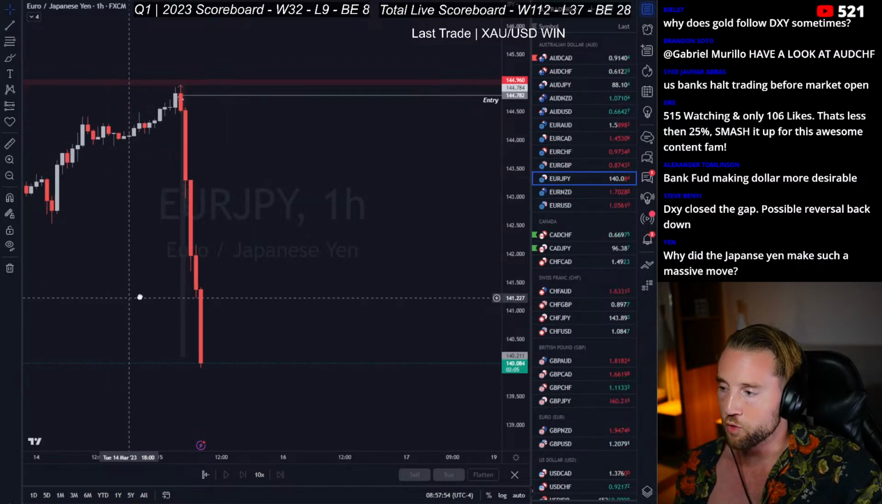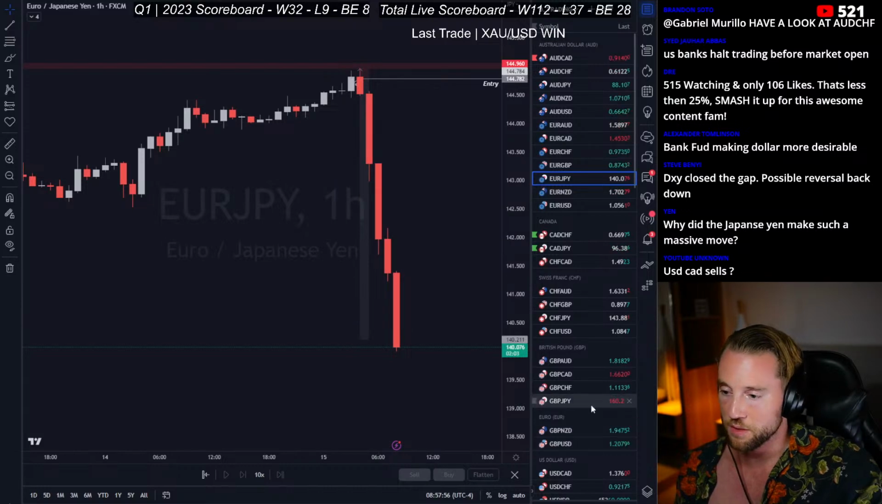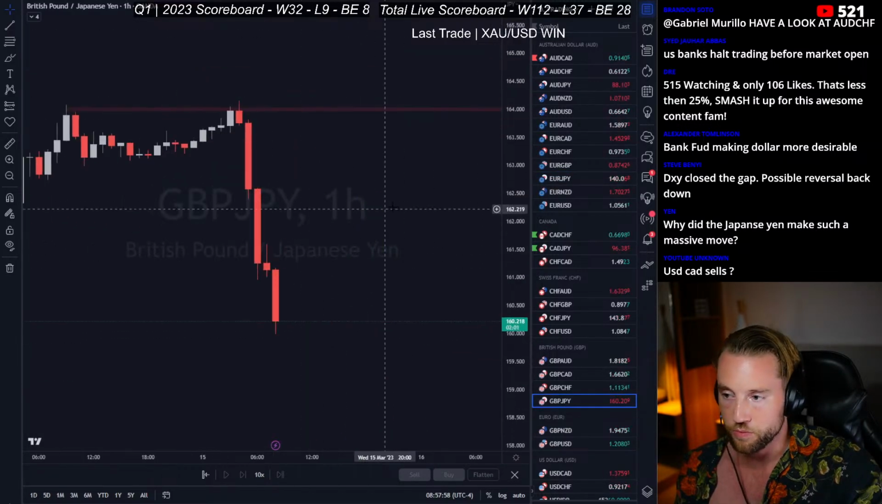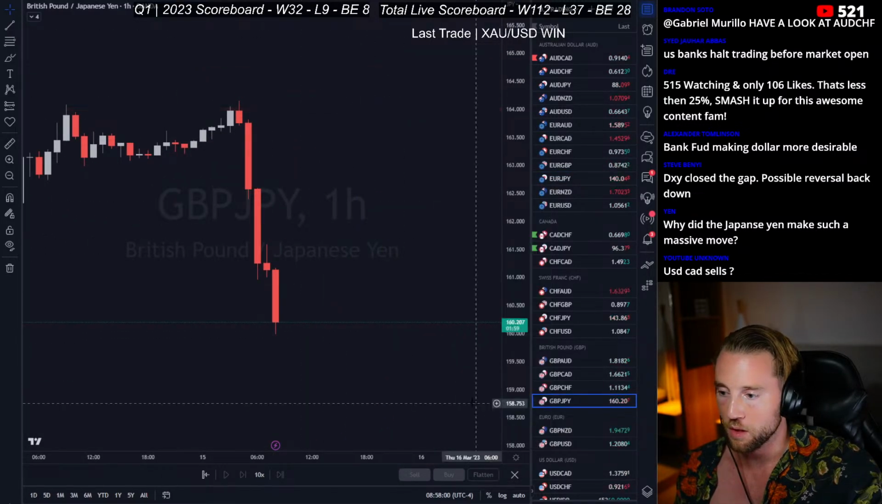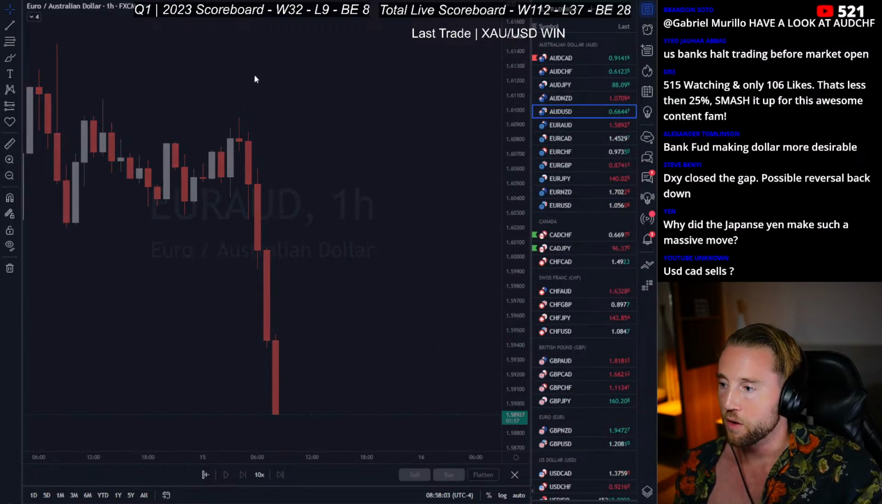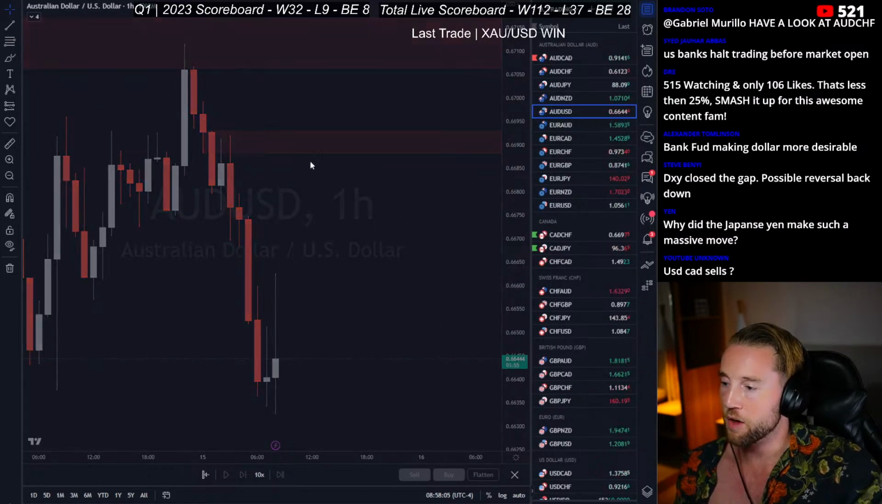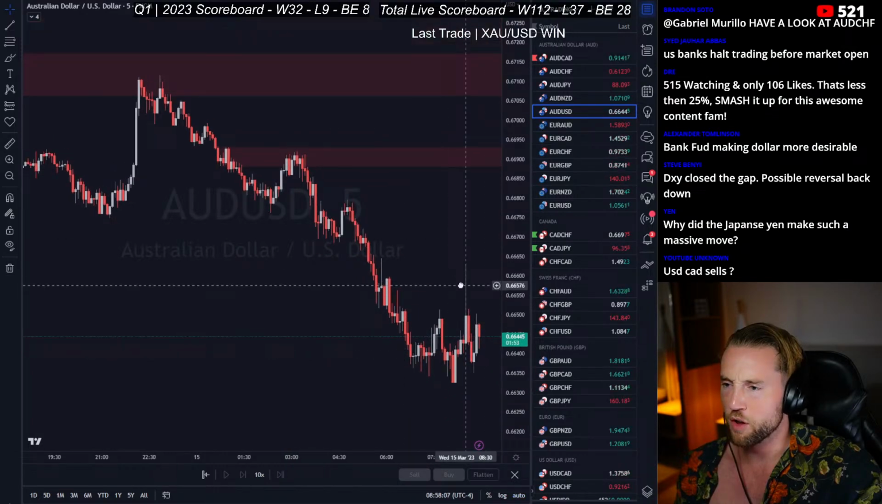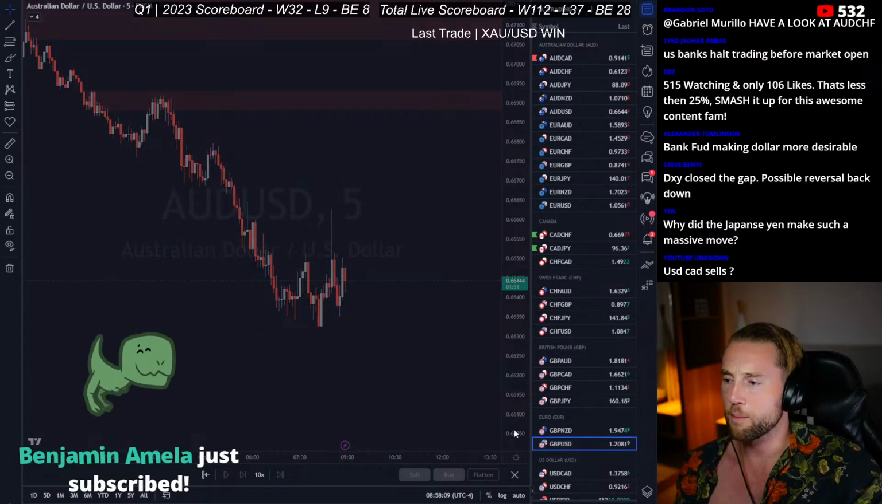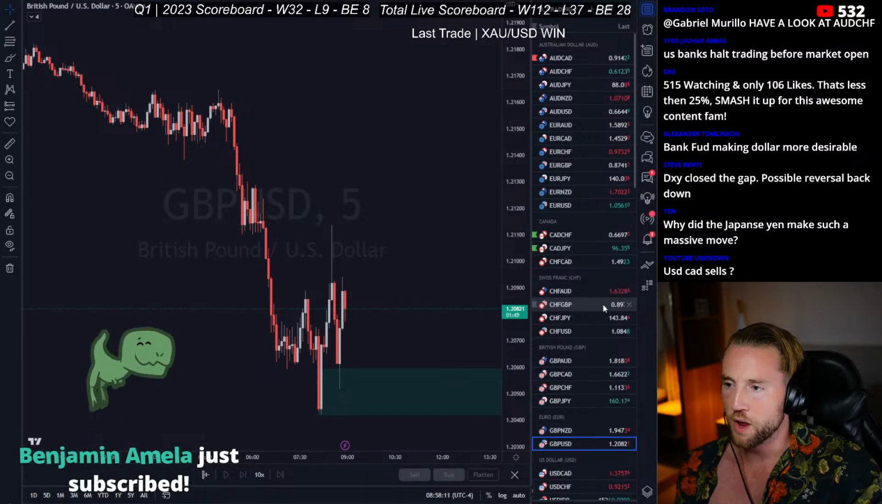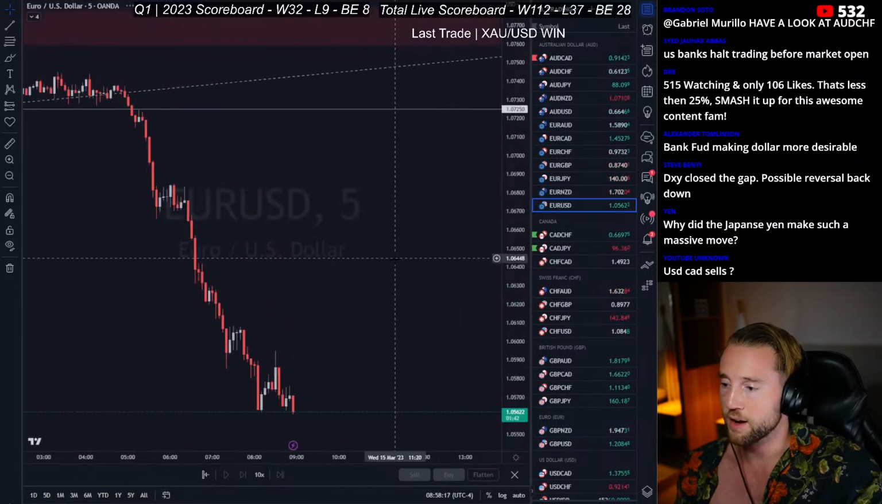So yeah, for everyone who took that Euro Japanese yen trade, congratulations. Okay, Australian dollar. Very similar, also not looking particularly strong, very similar to GU. GU looks, in my opinion, a little bit better than the Australian dollar right now. Euro looks by far worse, of course, than both of them. I think that's quite clear here.